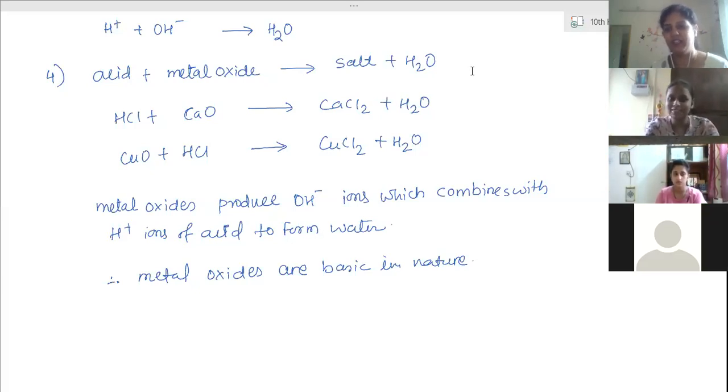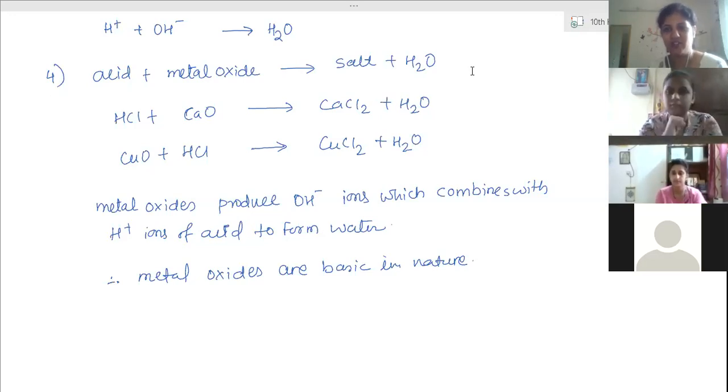So that is how many H plus ions are responsible for neutralizing any base, and how many OH minus ions are responsible for neutralizing any acid is called its acidity. Efflorescence means some of the salts have the property of losing water when they are exposed to air. Those are hydrated salts. When hydrated salts are left open, exposed to air, they have the tendency to lose water. That is called efflorescence.